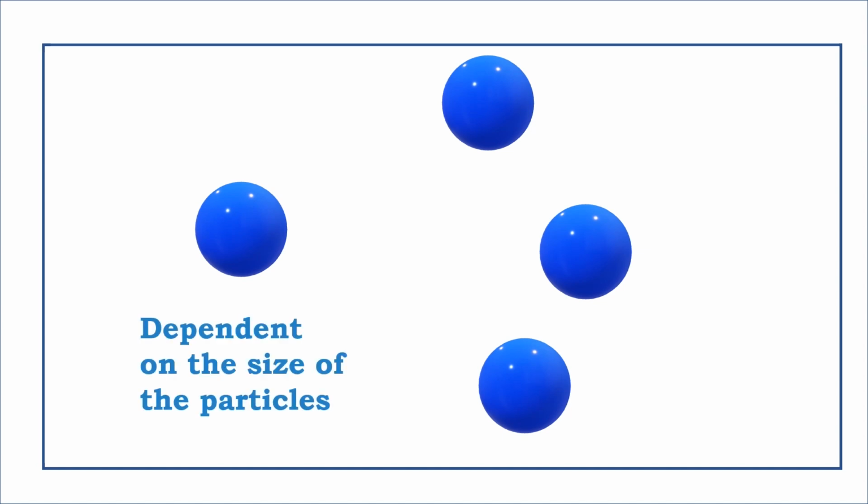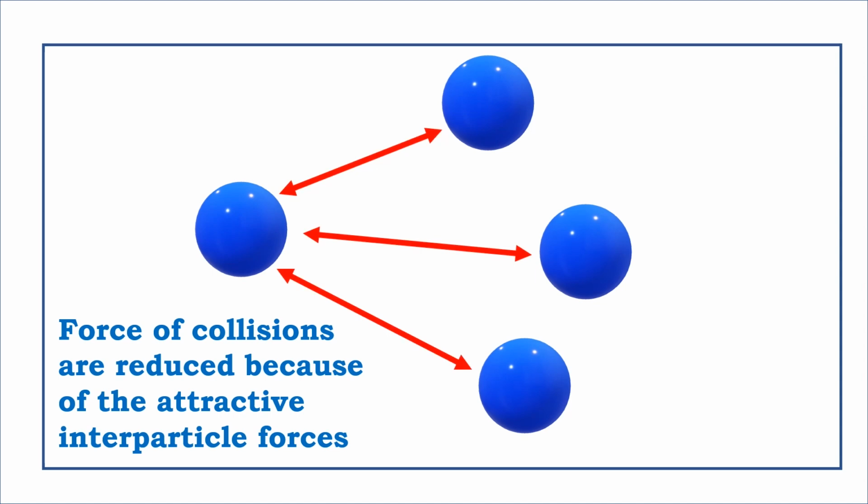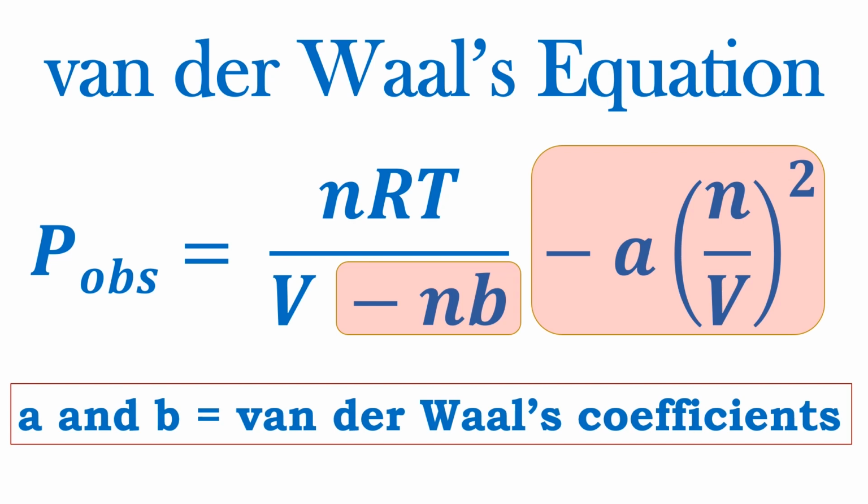Since the gas is now restricted to a smaller volume, the volume must be corrected, and this is dependent on the size of the particles. The particles are taking up space too. Next, the force of the collisions are reduced because of the attractive interparticle forces. This includes collisions with the wall of the container, thus less pressure. There needs to be a pressure correction. Let's return to van der Waals equation. a and b are called van der Waals coefficients for the pressure and volume corrections, respectively.